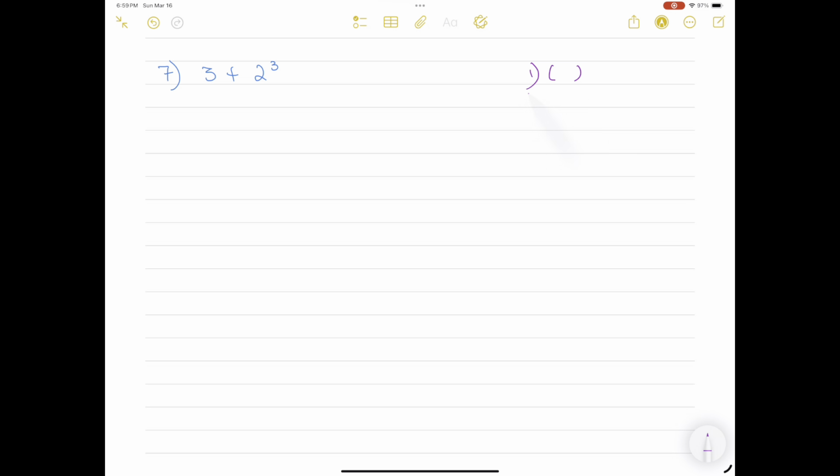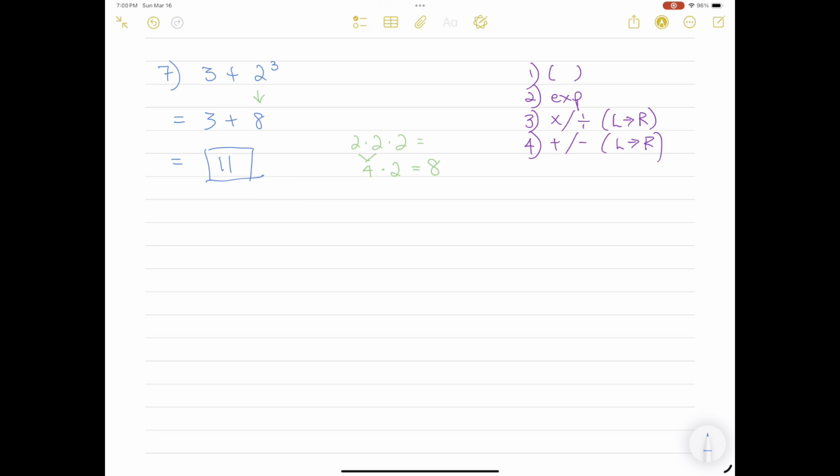1 parentheses, 2 exponents, 3 multiplication, division from left to right, and 4 addition, subtraction from left to right. So problem 7 does not have a parenthesis, but it does have an exponent, 2 to the third power, which I solve on the side. 2 times 2 times 2 simplifies to 4 times 2, which equals 8. I write 8 down on the next line and bring down the rest of the problem. 3 plus 8 equals 11. I box my answer.